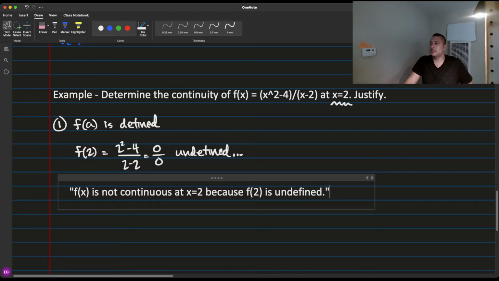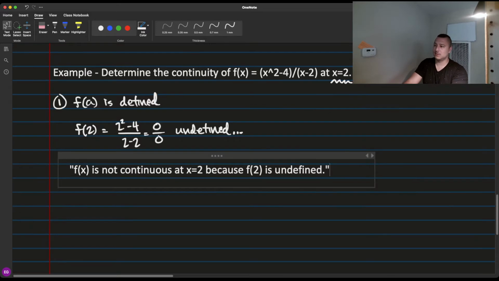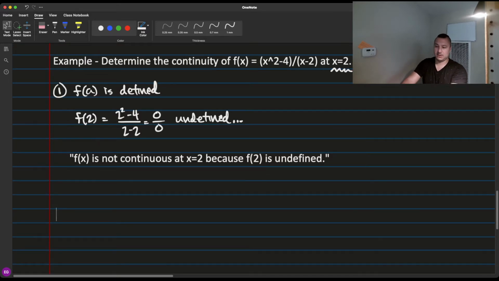Okay. So you go in order. Criteria 1 did not work, so it's not continuous. If all 3 of the criteria had worked, it would have been continuous. Let's do another example.